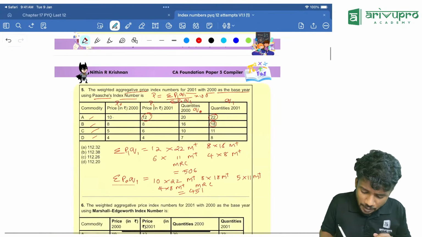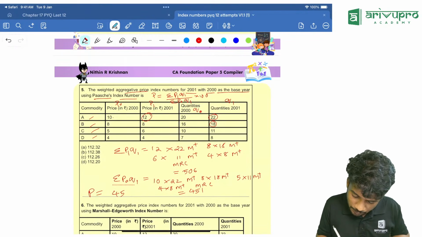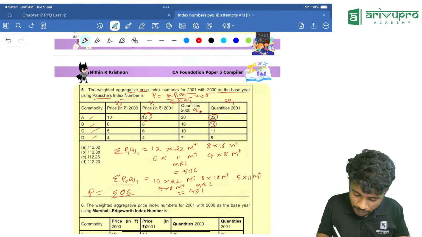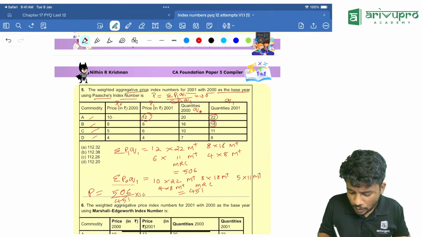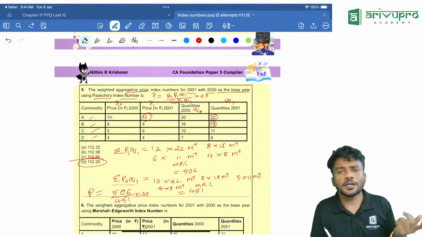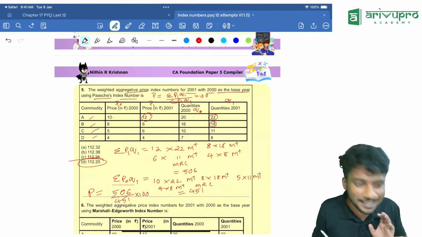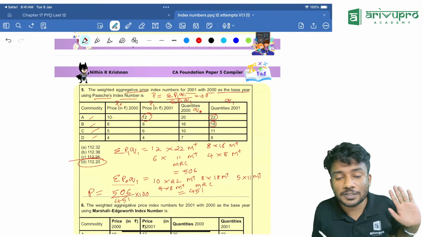Paasche is how much? Sorry, sigma P1 Q1 is 506, divided by 451 into 100. How much is the answer, people? You are getting 112.20. Everyone got that answer? Nearby answer? That is the answer. Option D is your answer. I hope that everyone got the answer.